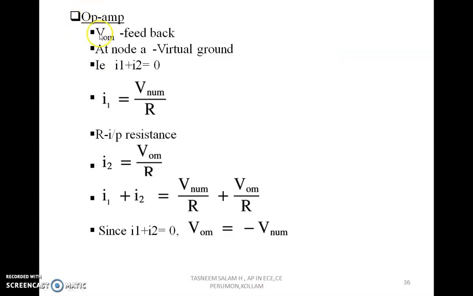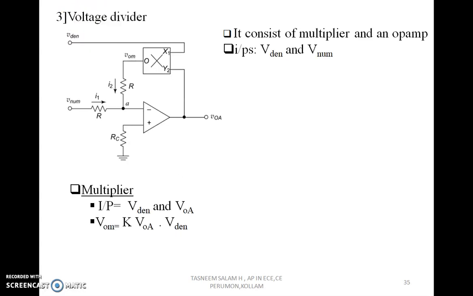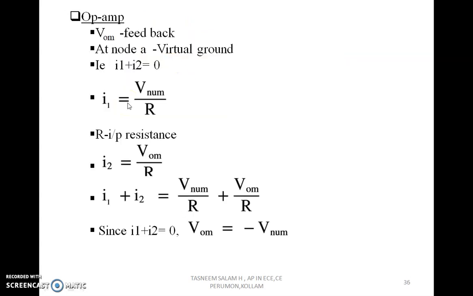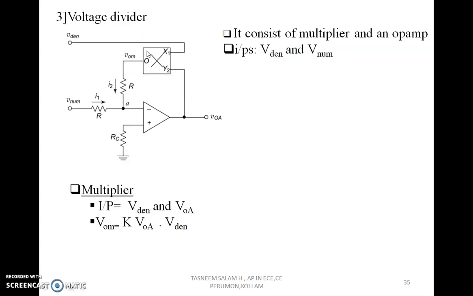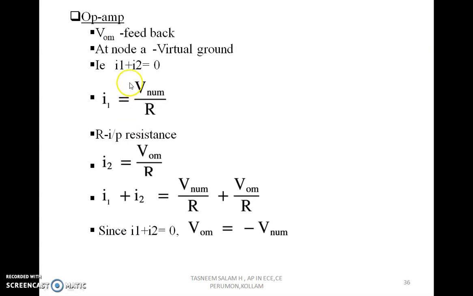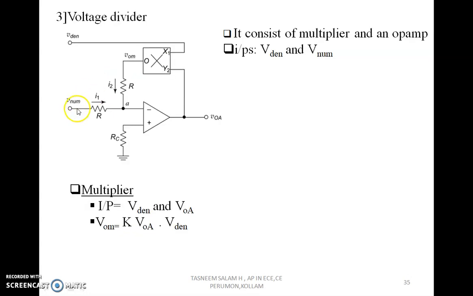Coming to the op-amp section, you can see that in the feedback of the op-amp, we have the multiplier section. And node A is virtual ground. So I1 plus I2 is equal to 0, as there is no current moving into the op-amp.